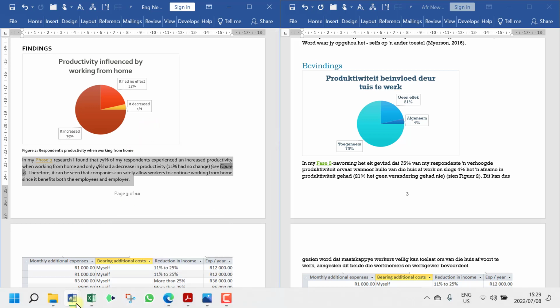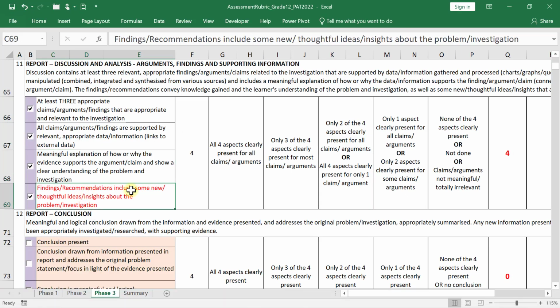And then lastly, the findings include new and thoughtful ideas or insights about the problem and investigation. Now, you need to work hard for this mark. This is not the mark that just everybody gets. This is the kind of thing where you show insights, where you realized, okay, A plus B equals C. I could see a pattern between people who answered this in the one question and people who answered that in the other question, and that's how I can draw this conclusion.